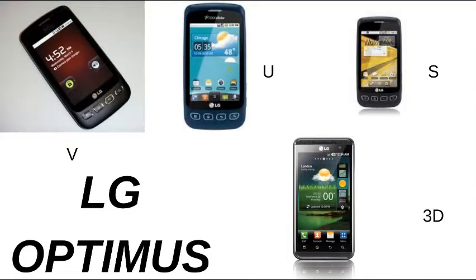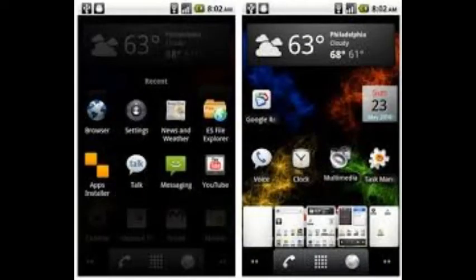Some phones from the time were the LG Optimus V, U, S and 3G, and the Orange Barcelona. Here are some screenshots of Froyo.